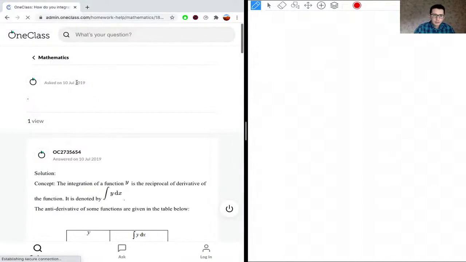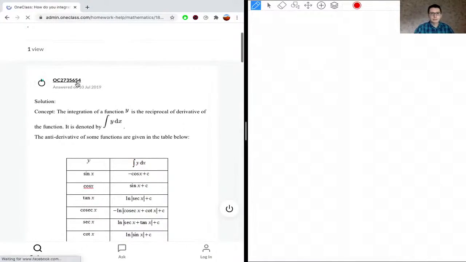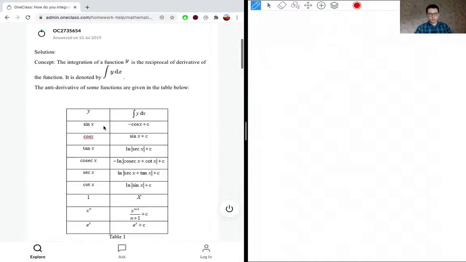So this question is asking just how do you integrate? This is a very broad question. Integration is used with numerous functions. You can go through some examples here. So here in the solution, it provides multiple examples of integration.